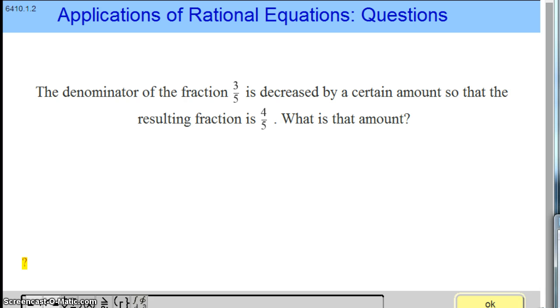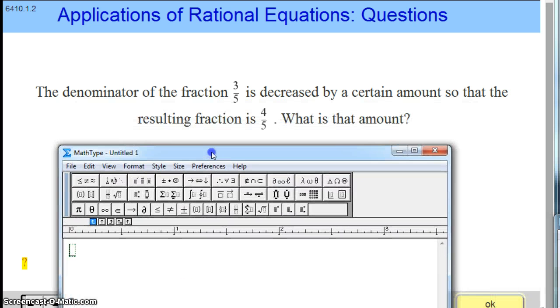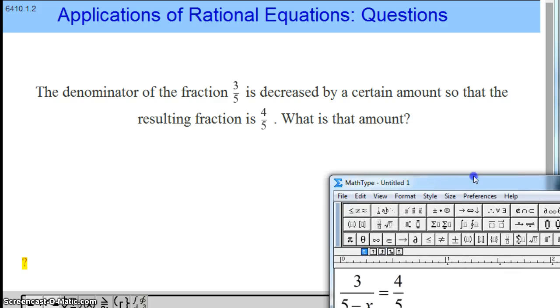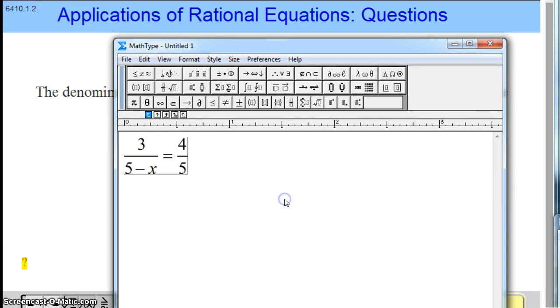So how are we going to do that? Well, let's set up an equation. x is clearly our unknown, and that's what we're decreasing the denominator by. So we're subtracting something from 5, and the resulting fraction will be 3 divided by 5 minus x. I know it looks weird that 3 goes to 4 and 5 goes to 5, it doesn't quite make sense, but whatever fraction we get, it'll be some form of 4/5.